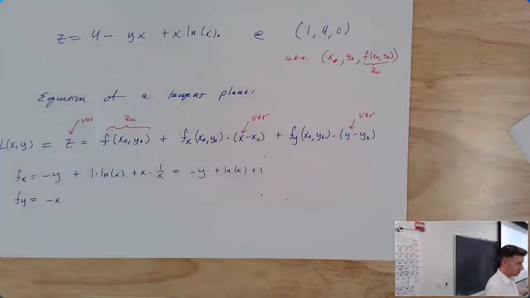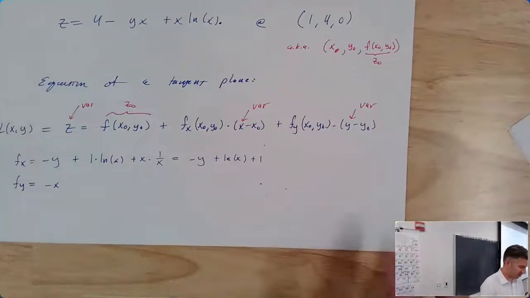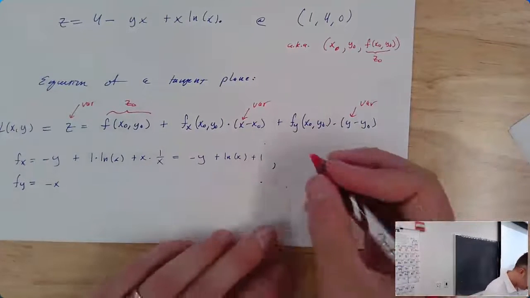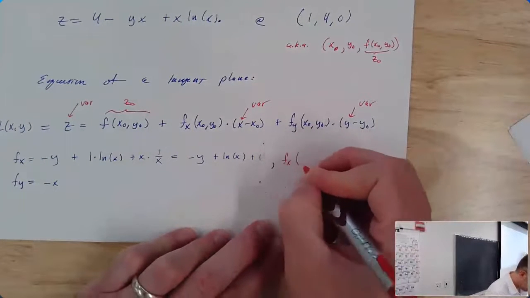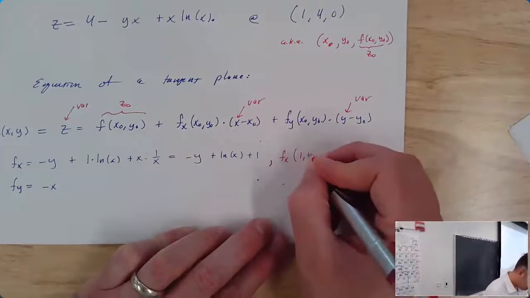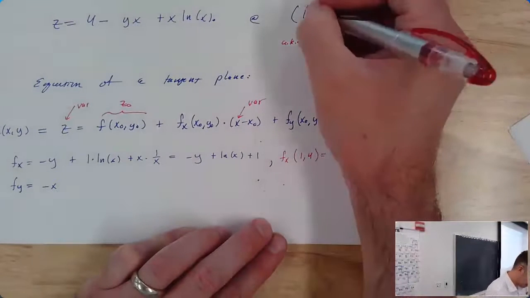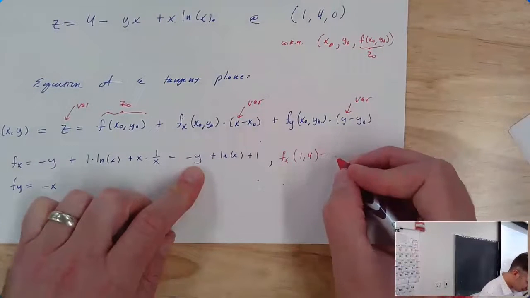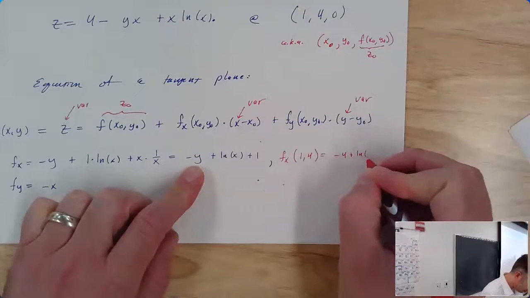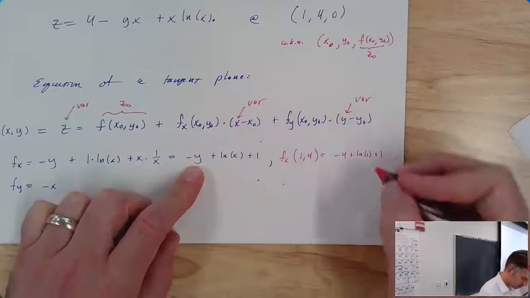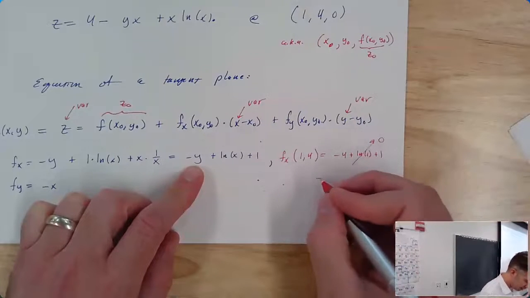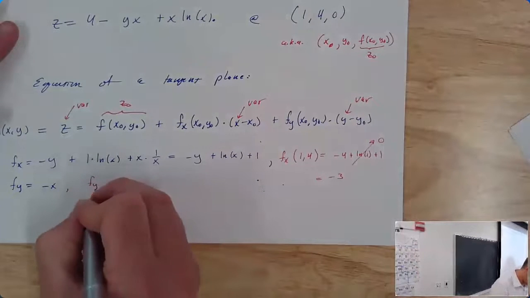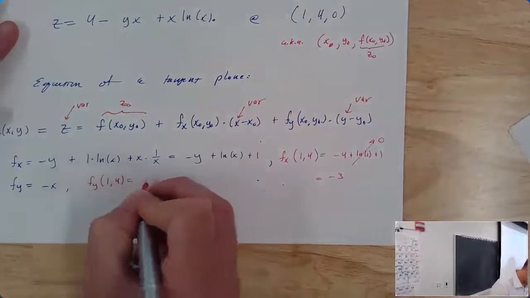Cool, much easier. And then I would probably also plug in the values. The partial with respect to X at the point 1 comma 4, plugging in X equal to 1, Y equal to 4, is going to be negative 4 plus natural log of 1 plus 1. Natural log of 1 is 0, so that's going to equal negative 3. Similarly, Fy at 1 comma 4 is going to be negative 1.